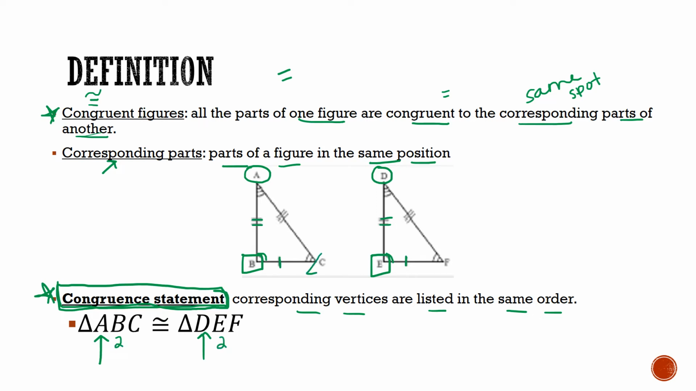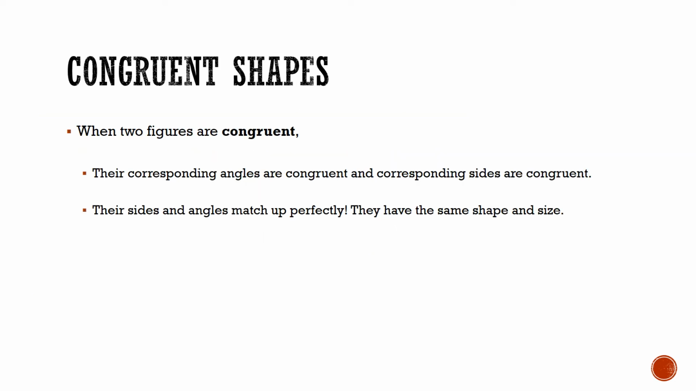Okay, and the last one would be C, which corresponds to F, so they should also be in the same spot when I write that. And I use this symbol, which means congruent. And I have that triangle symbol out front because we're dealing with triangles. Okay, so let's do a little practice with this.